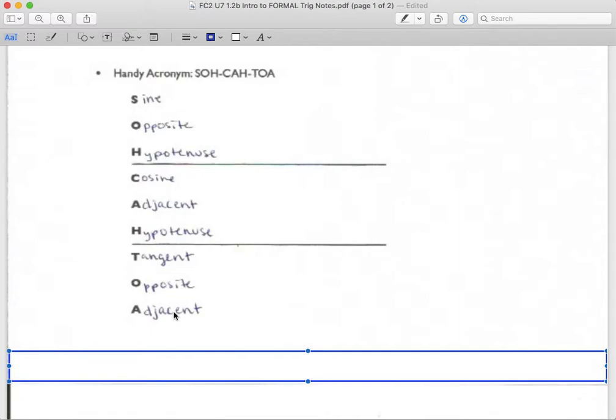SOHCAHTOA. For whatever reason, it just sticks. These acronyms stick. And so when I say it's a handy acronym, it really is. It's something that I can guarantee you for the rest of your life, you will always remember.